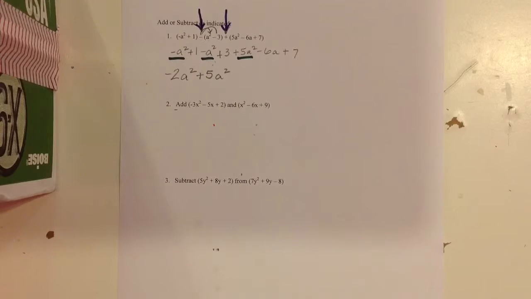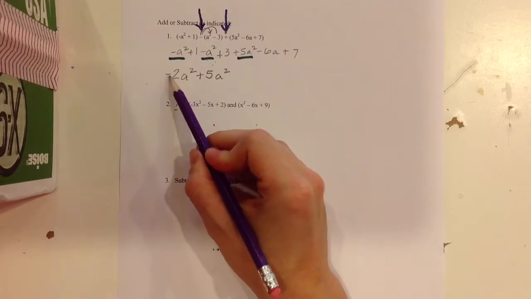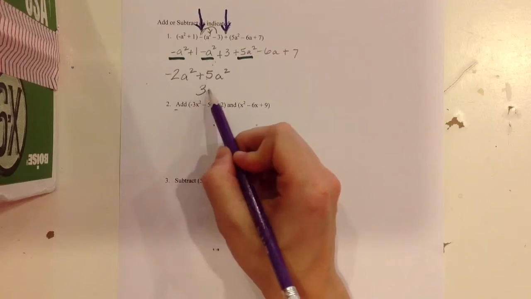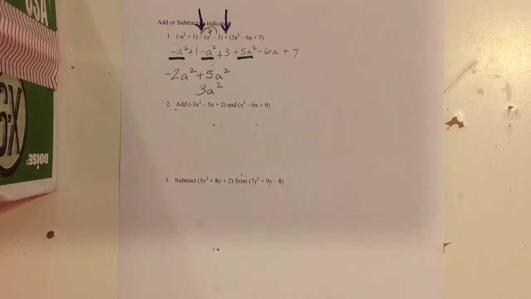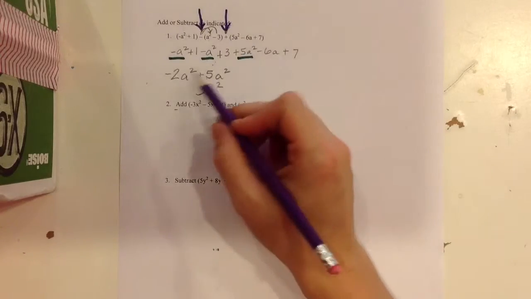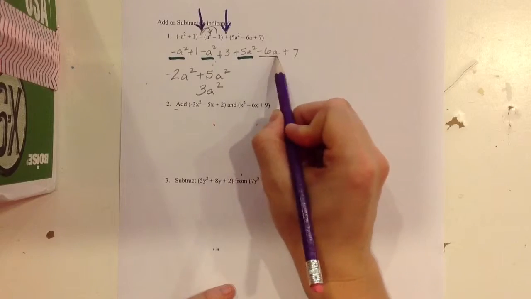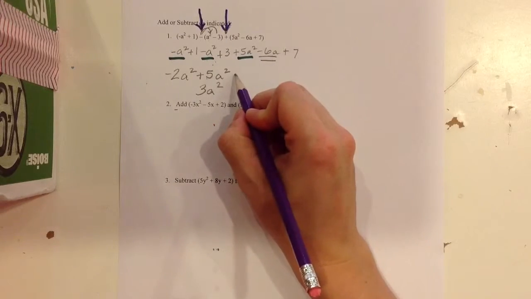I'm not going to continue to go on. I'm going to keep going with my a squared. So I have a negative 2a squared and a positive 5, different signs. I'm going to subtract, take the sign of the bigger number is positive, so my answer is positive 3. Okay, the next thing I'm going to look for is an a, because I want to look for it in descending order. So the only a that I have is this, and it's already in simplest form. There's no other a to meet with it.